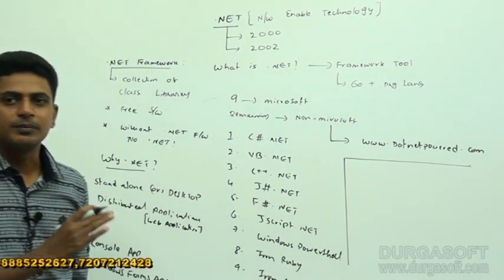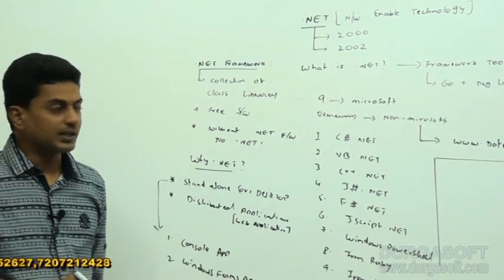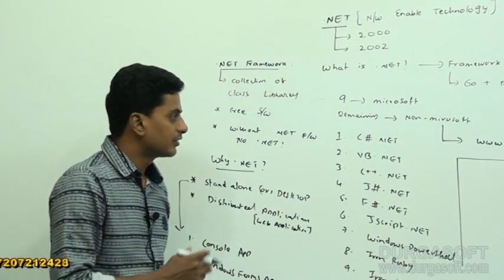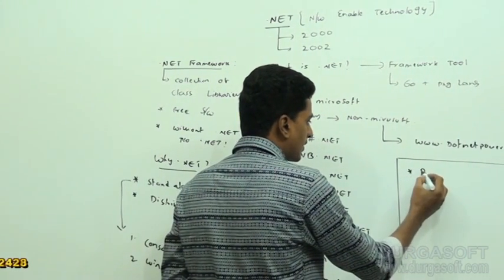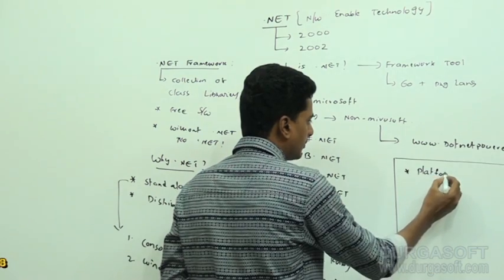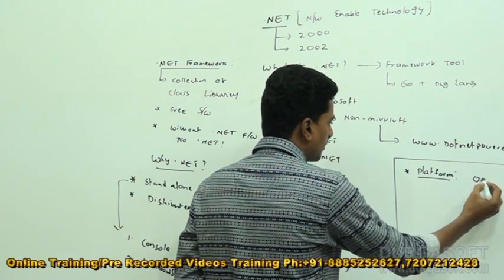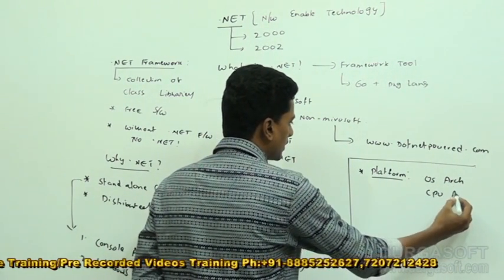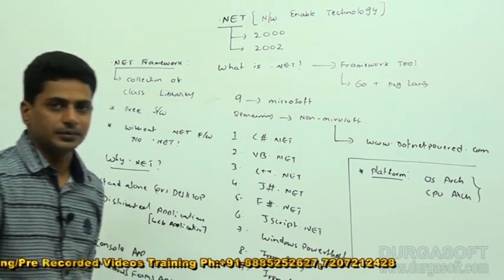it is platform independent or dependent. If I take Java, Java is purely platform independent. Same like that, whether .NET is platform independent or dependent, we have to decide. Before that I am going to talk about what is platform. Platform means what? Platform is a combination of operating system architecture and processor architecture. These two combination we can call it as platform.